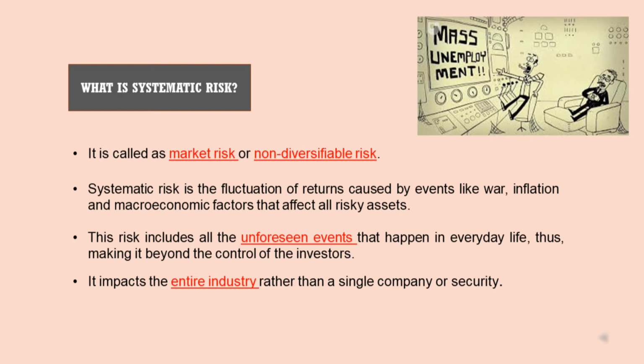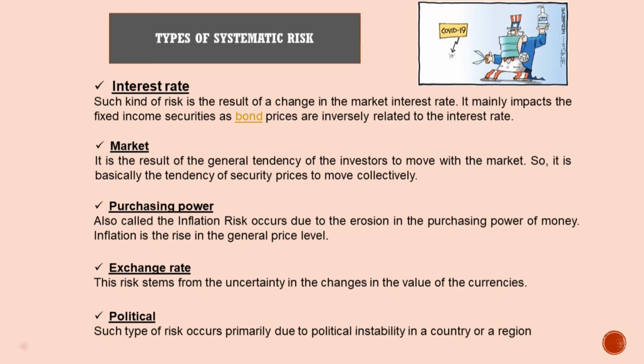Systematic risk is the opposite of unsystematic risk, where this risk will impact the whole industry rather than a single company or security. There are types of systematic risk, including the first one, interest rate risk. This risk is the result of a change in the market interest rate, where it mainly impacts fixed income securities, as bond prices are inversely related to the interest rate. To make it clear, it is the chance that returns will be better or worse than expected because of changes in the level of interest rate.